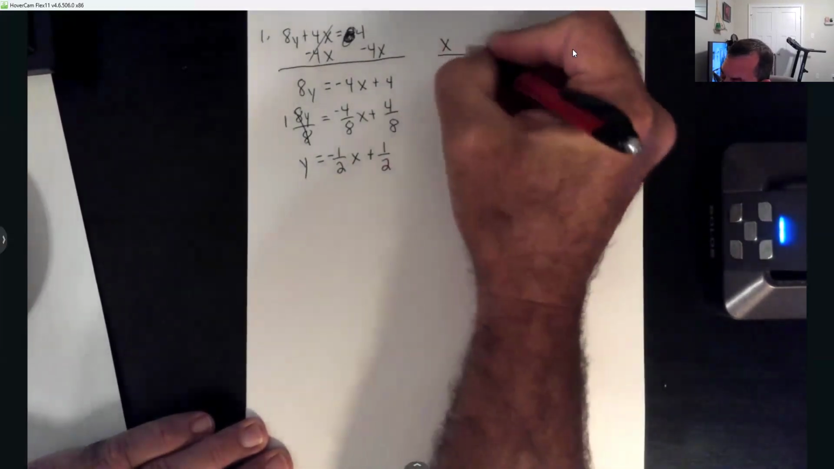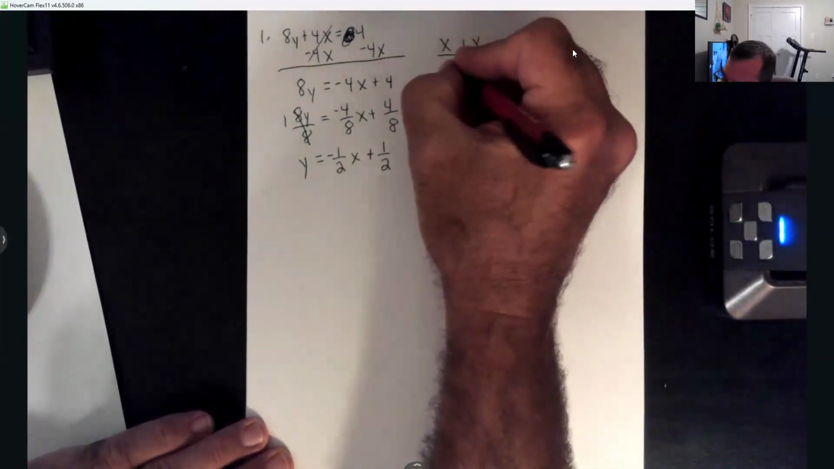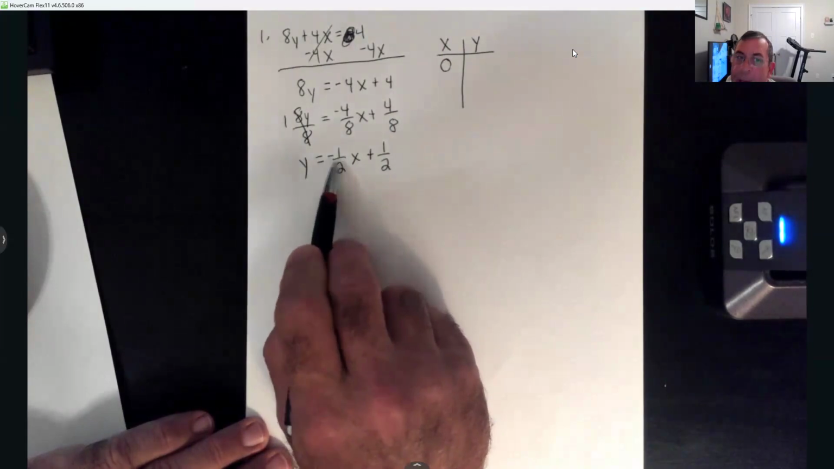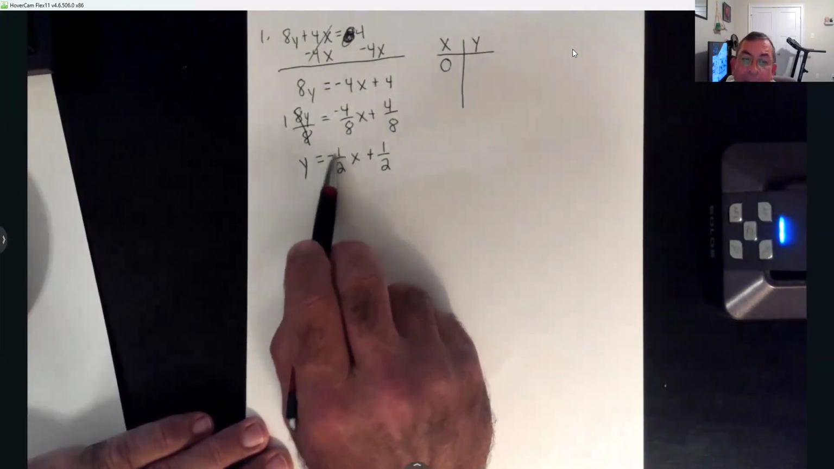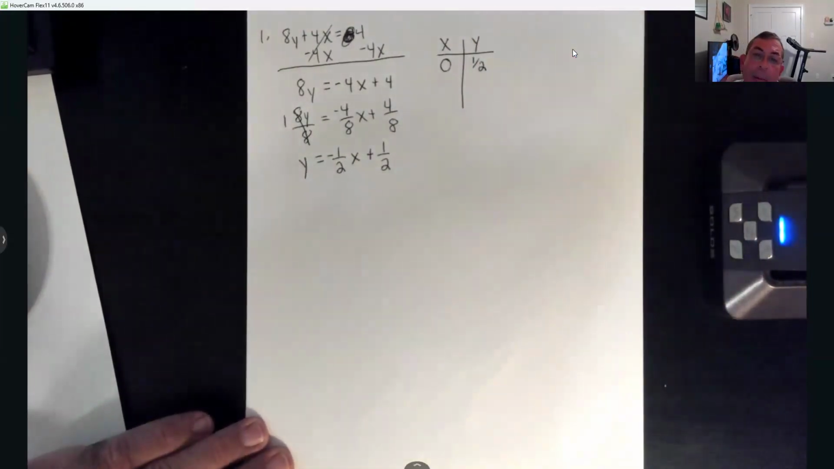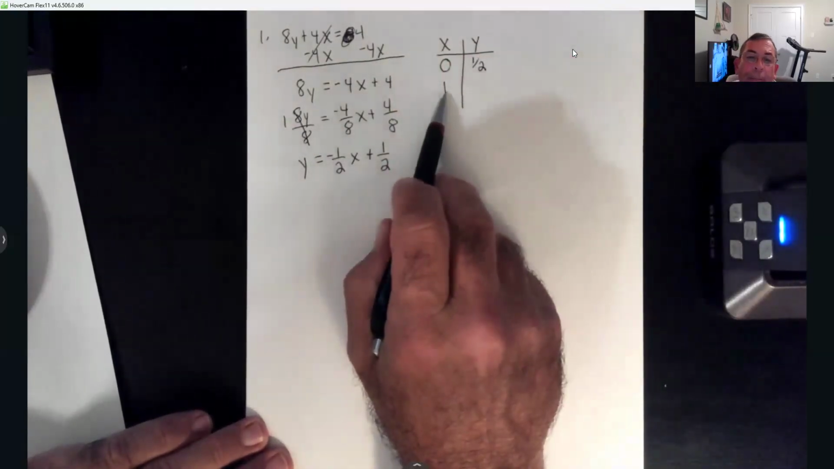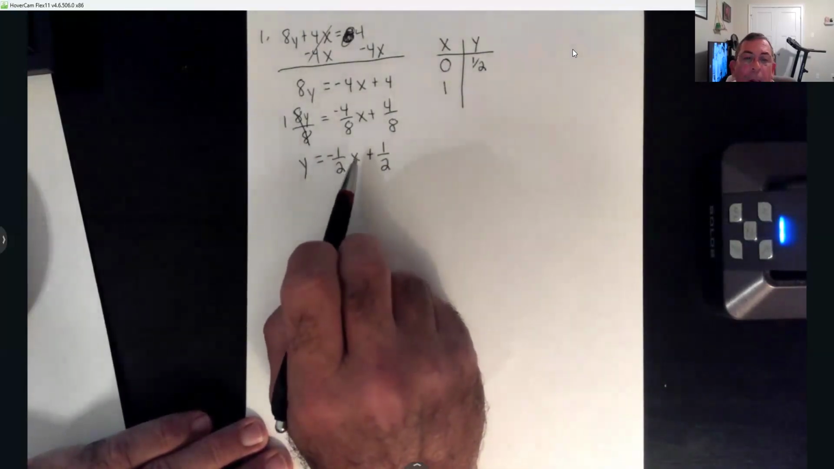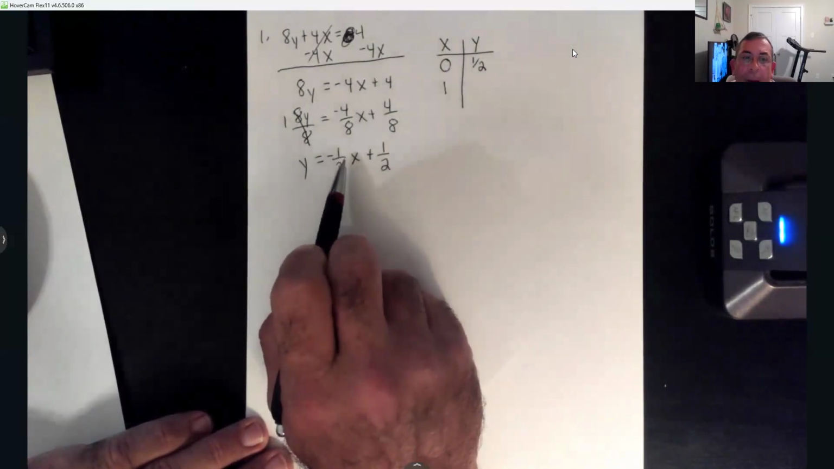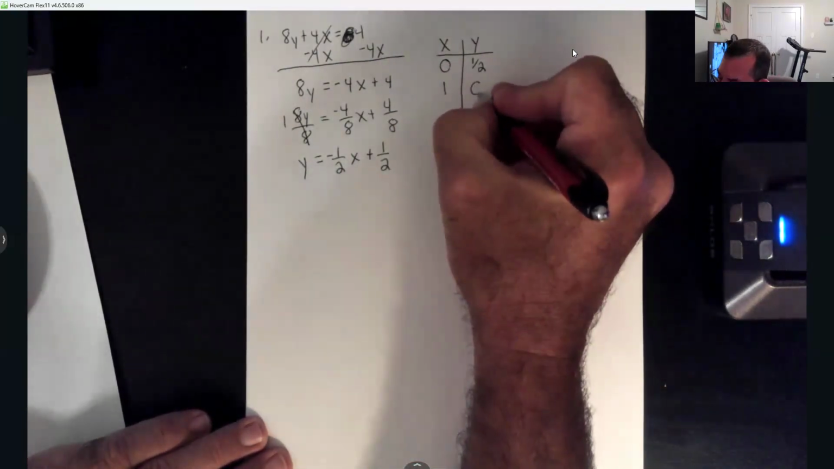So I'm going to come up with a table to use. I'm just going to use 0 for the x. If I put a 0 in for x, 0 times negative 1/2 is 0, and that 0 plus 1/2 gives me a 1/2. So it looks like I'm graphing a fraction on this one. For my second x, I'm going to pick a 1. 1 times negative 1/2 is a negative 1/2, and that negative 1/2 plus a positive 1/2 gives me a 0.